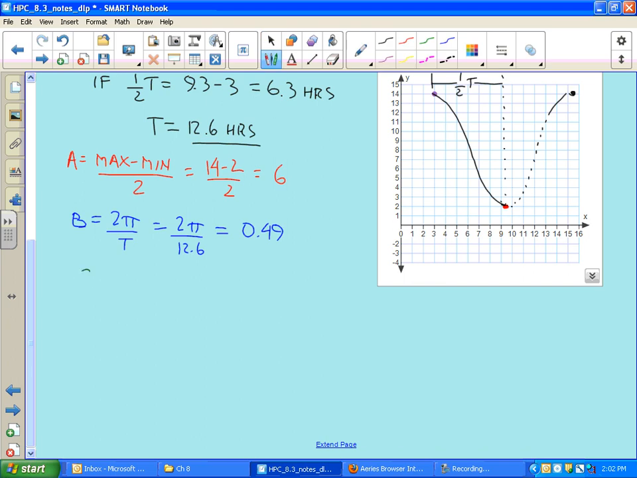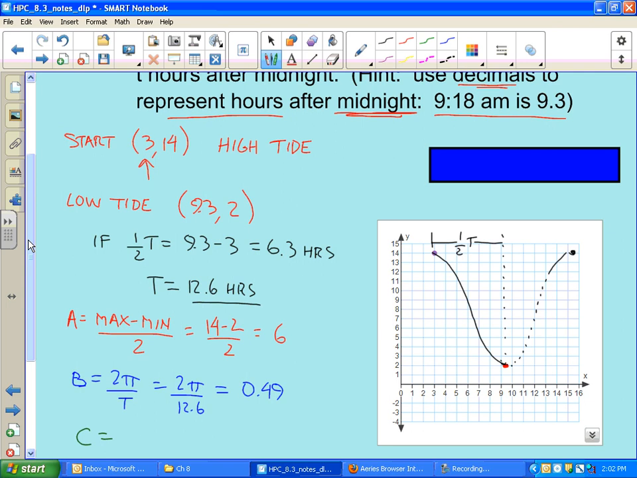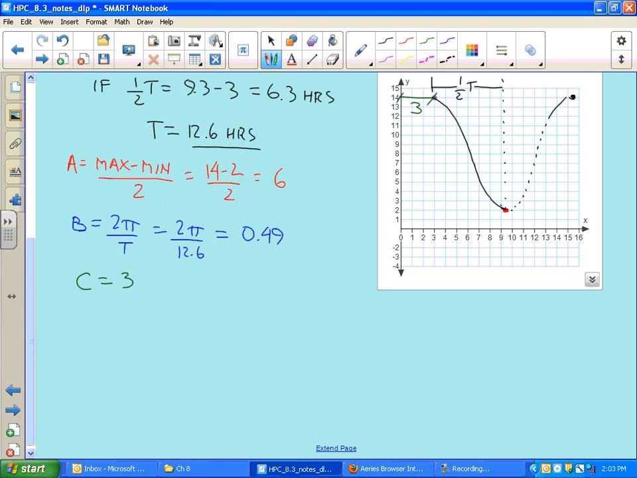Now we need to look at a C. A C is a shift of the beginning point of my normal cosine curve or sine curve. And we have shifted, yes or no? When I say shift, it means relative to the origin. Have we shifted? Yeah, my starting point is to the right. So my C value is this shift of 3 hours to the right. All right, so we know C is 3.